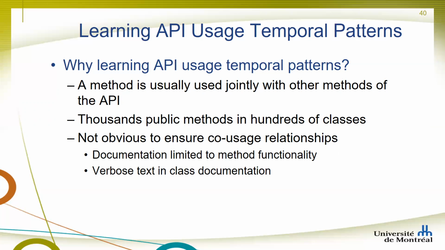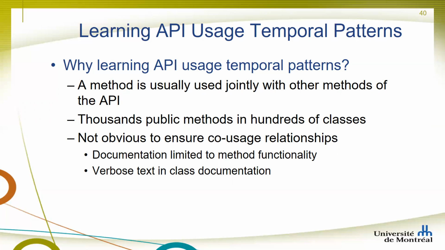But in an API, you could have thousands of public methods, some of them used less often, and you have to find your way inside this. Documentation: usually every class or every method is documented.